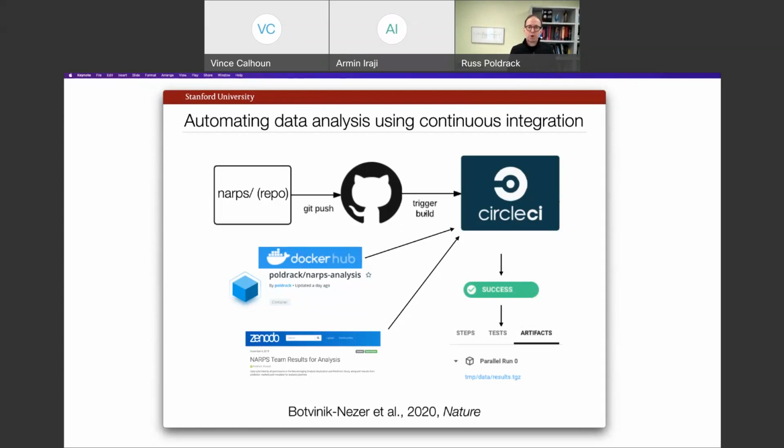And whenever we push a new version of the code to GitHub, it automatically triggers this system called CircleCI to pull the latest code, the latest data, and the latest Docker image, and run everything. You have to define all of your analyses as tests, and it will run all those tests. If something crashes, it'll tell you that. If it succeeds, it'll say, hey, success. The results are all saved as an artifact on CircleCI, and you can just pull those down. If you do this, you'll get all the same results that are reported in the paper.